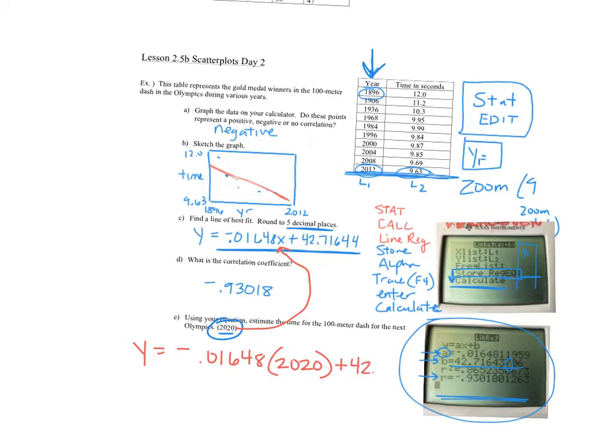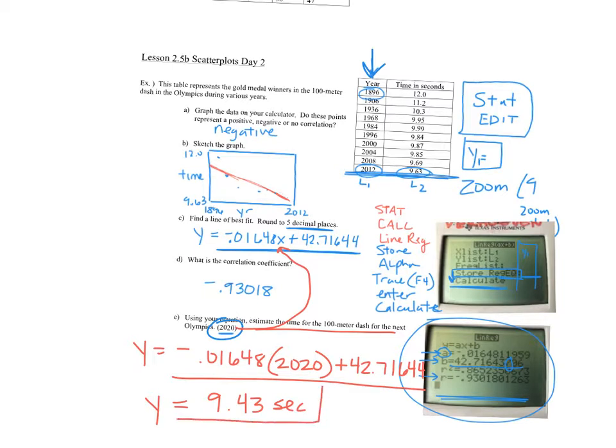plus 42.71644. Okay, so what you're going to do is just plug this whole thing into your calculator, and you will get a long number, but we're just going to round it to the nearest hundredth here. So when you plug that in, you get 9.43, and it's estimate the time for the 100-meter dash for the next Olympics. This was in seconds. So 9.43 seconds would be the estimated time.